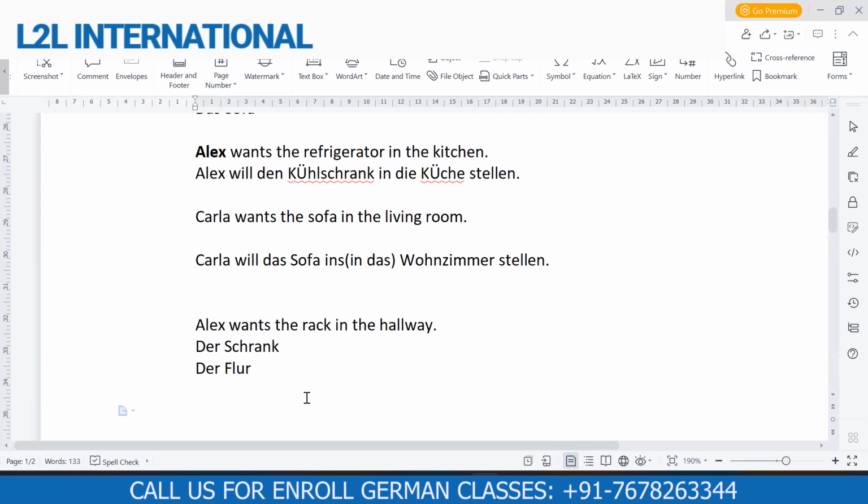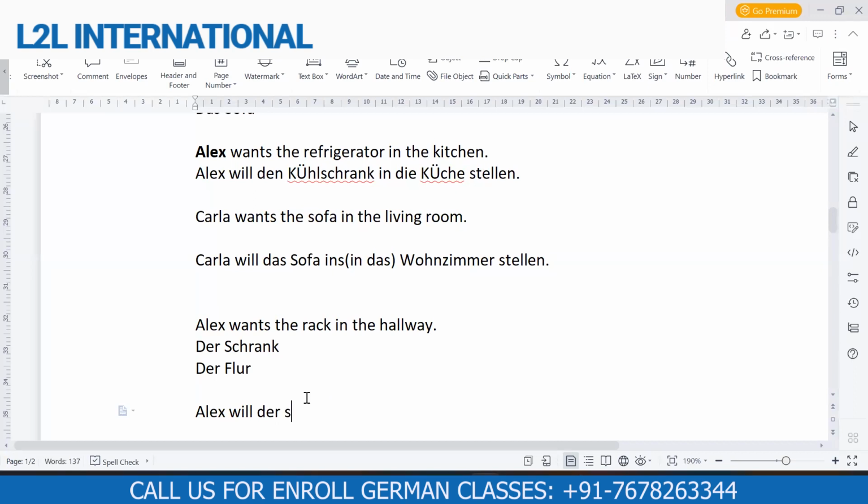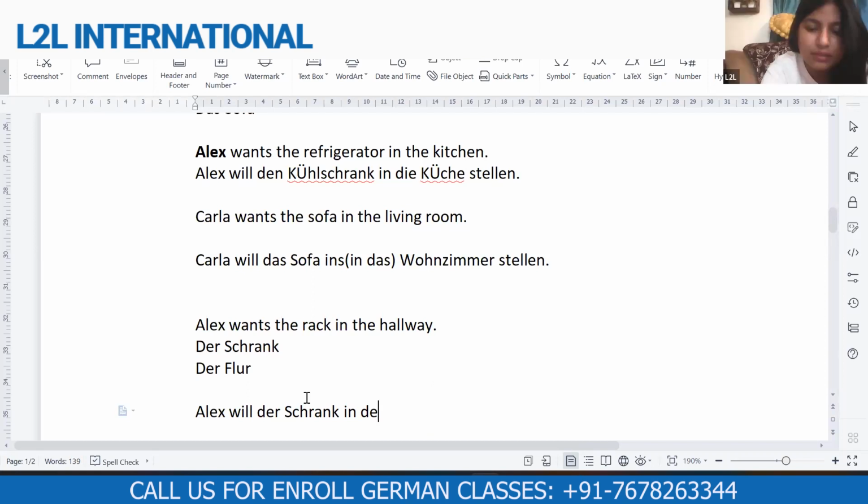Alex will der Schrank. Der Schrank, okay. In der Schrank. In. Der, then in der Flur.